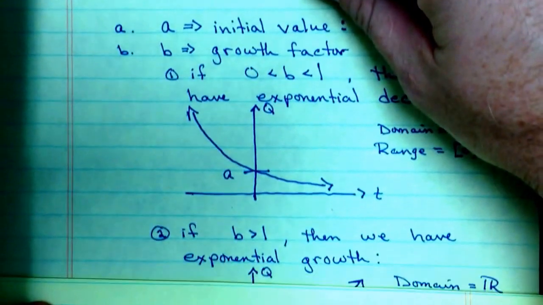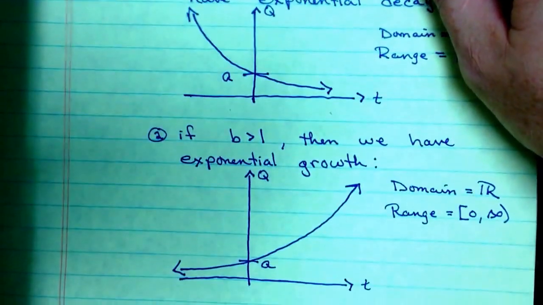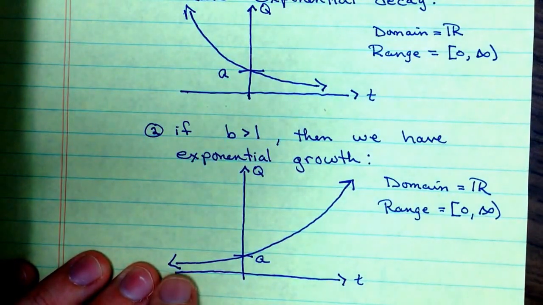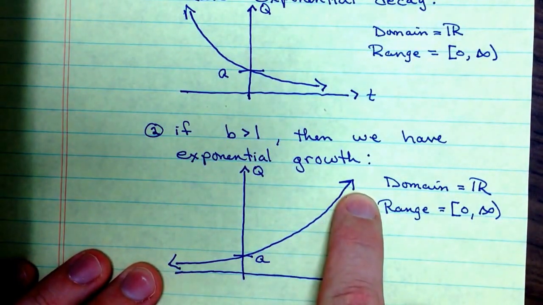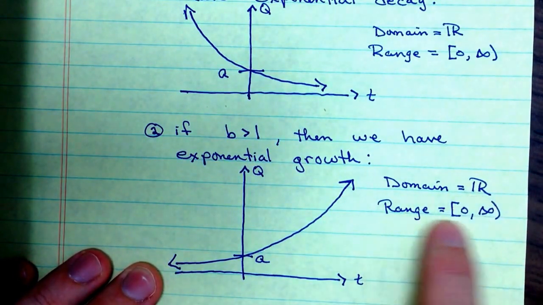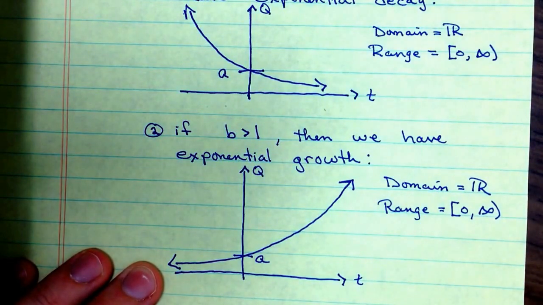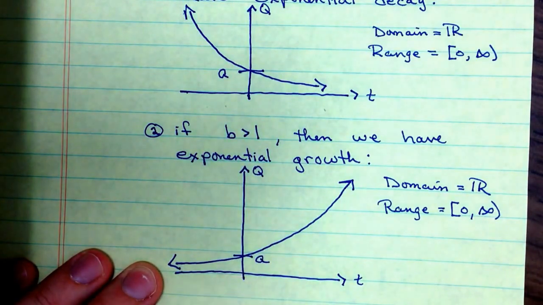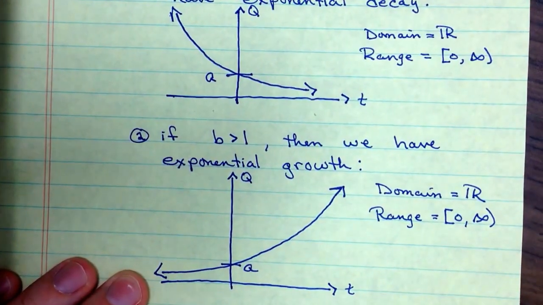All right, the other option is b bigger than 1. If b is bigger than 1, then we have exponential growth. So we're growing as time passes. The domain, again, is all real numbers, and the range is also 0 to infinity. And notice we always cross at a on the vertical axis here. Okay, so now that we have that, let's go through some examples.